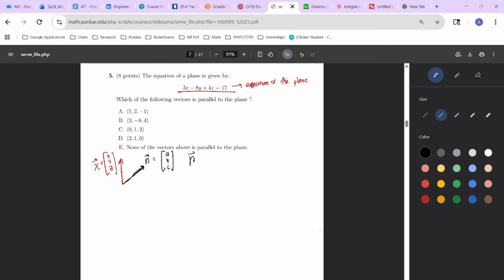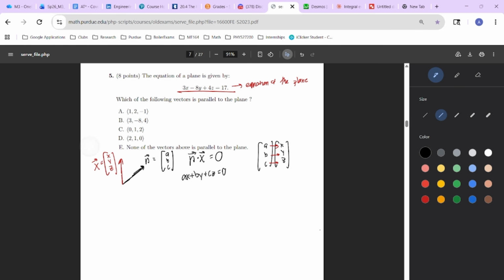That's just to say that if I do the dot product between n, this vector, and x, my input vector, what are all the vectors such that that dot product is equal to 0? Let's remind ourselves of how to do the dot product. If I have two vectors, a, b, c and x, y, z, the dot product is done by simply multiplying each of these products and then summing them together. So this would be ax plus by plus cz, and that sum must be equal to 0.